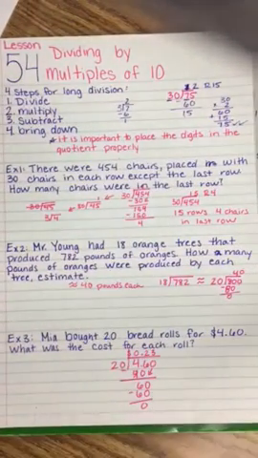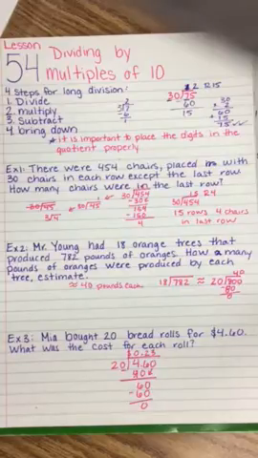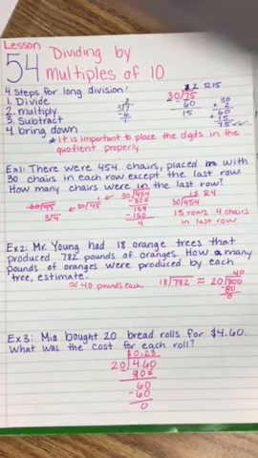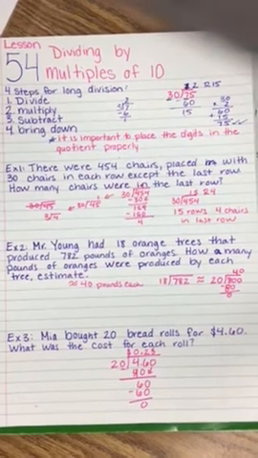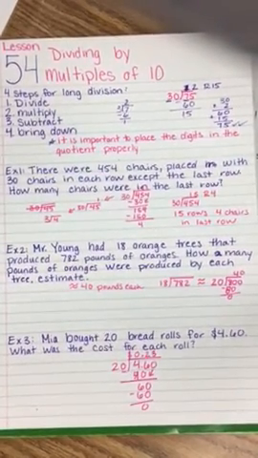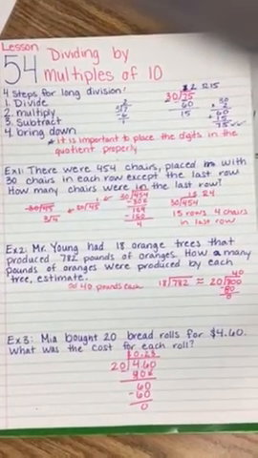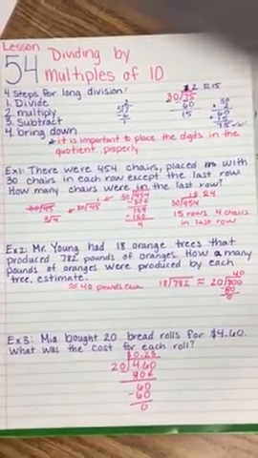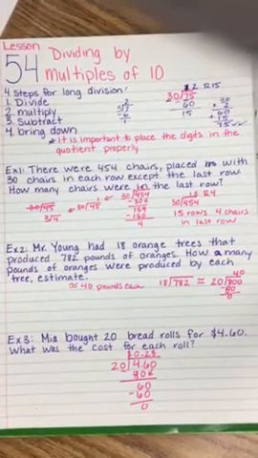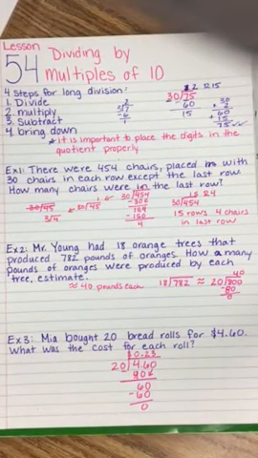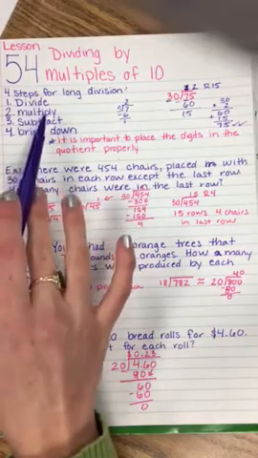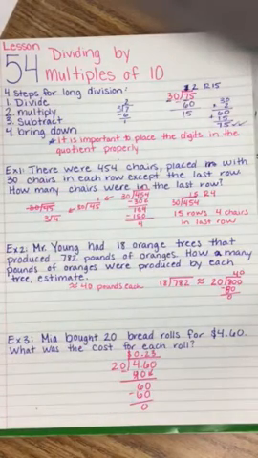Lesson 45, dividing by multiples of 10. In this lesson, we will begin to divide by two-digit numbers that are multiples of 10. Multiples of 10 are 10, 20, 30, 40, 50, and so on. In later lessons, we will practice dividing by other two-digit numbers. We will continue to follow our 4 steps of the division algorithm: divide, multiply, subtract, bring down.